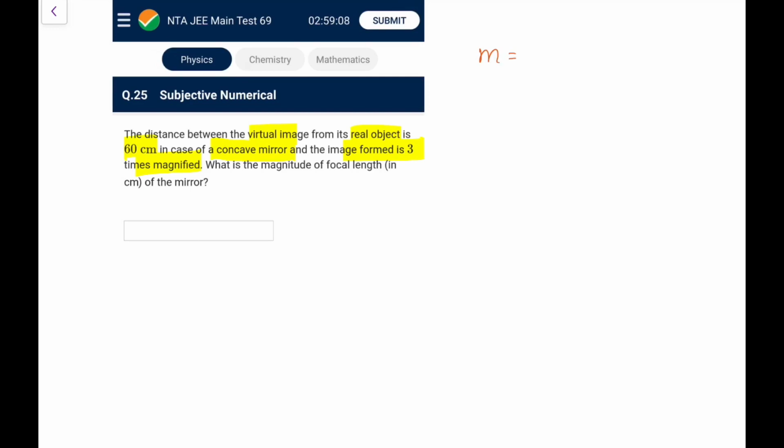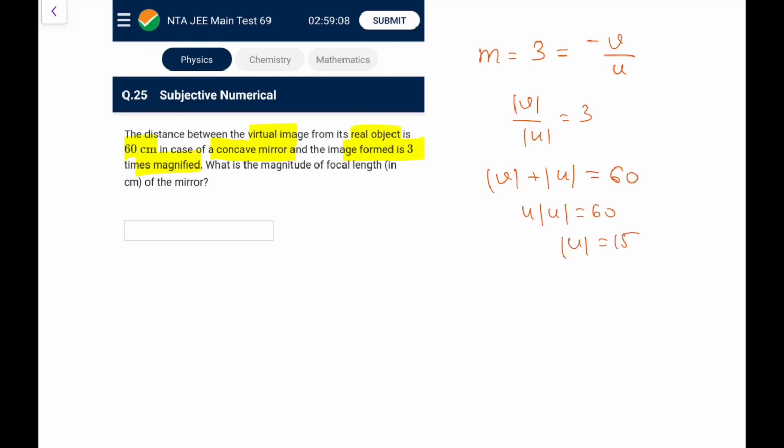So what we can say, magnification m is 3, and that is equal to minus v by u. So here both will have opposite signs. So the mod v upon mod u comes out as 3, and the gap between them is also like this, that is equal to 60. So going by this, mod v is 3 times mod u, so 4 times mod u is 60, so mod u comes out as 15. So u is minus 15, v would be equal to 45.